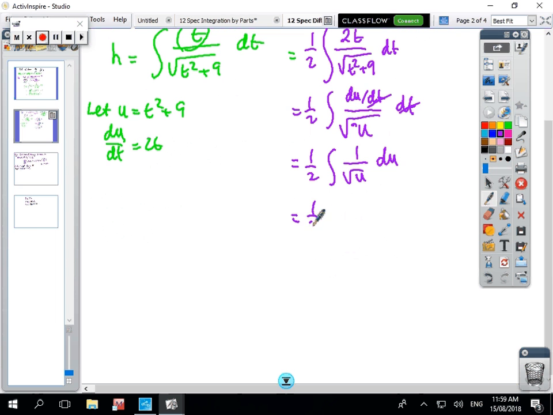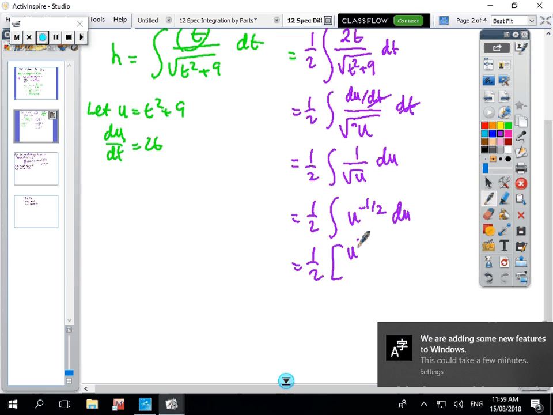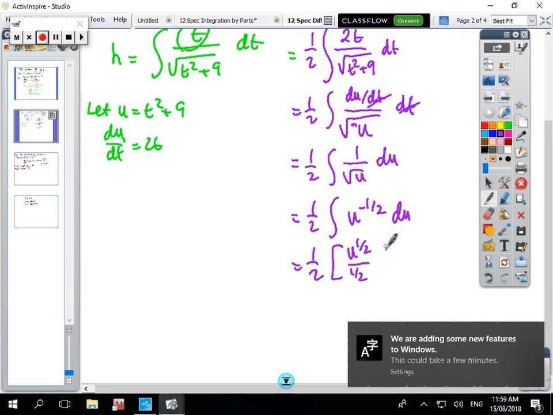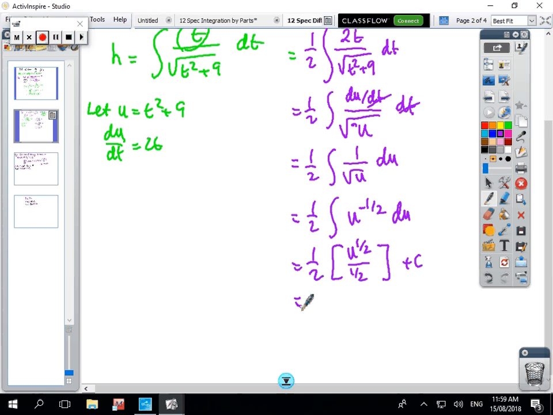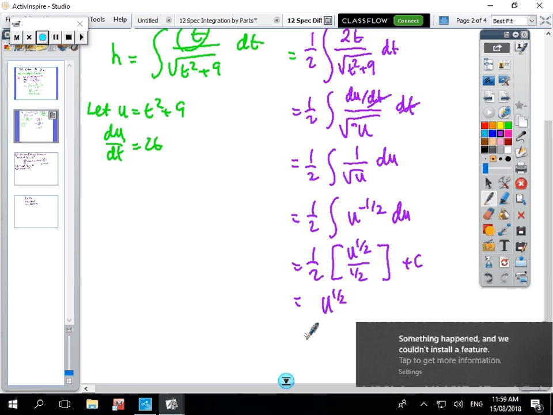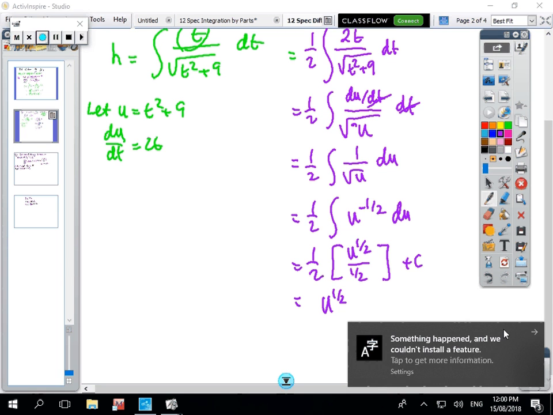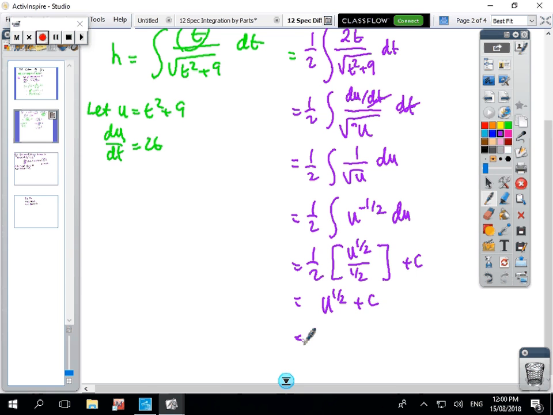So I've got a half integral u to the minus a half du, so I've got a half, add 1 to the power, divide by the power, plus c. The halves cancel out, so I've just got u to the half plus c, which equals the square root of t squared plus 9, plus c.